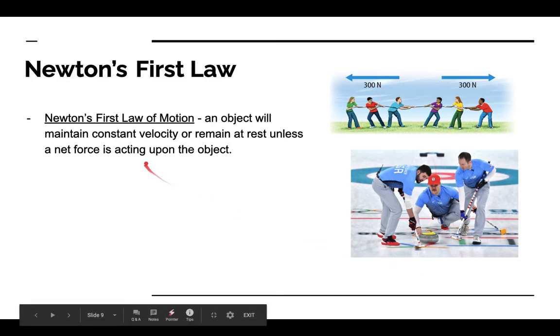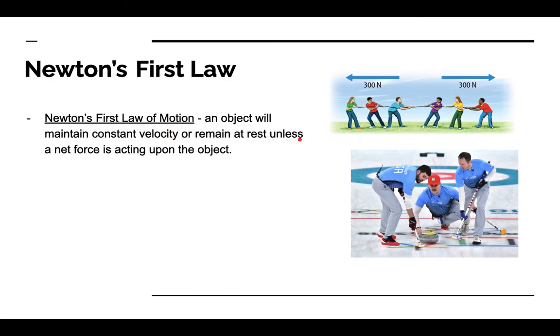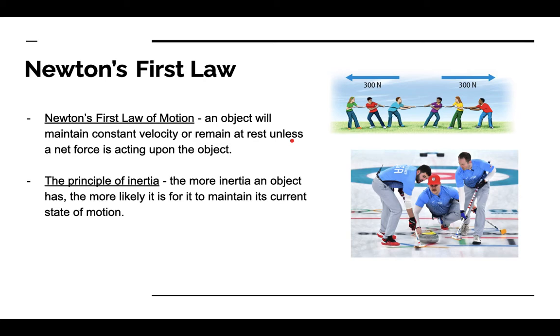So as a result, an object will maintain a constant velocity or remain at rest unless a net force is acting upon the object, meaning that the acceleration of the object is zero. There's no change in velocity occurring. This is also known as the principle of inertia. The more inertia an object has, the more likely it is for the object to maintain its current state of motion. Inertia is quantified in physics by mass, so it represents resistance to changes in motion.